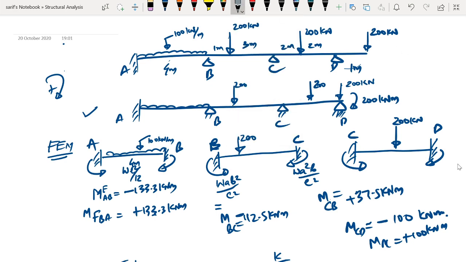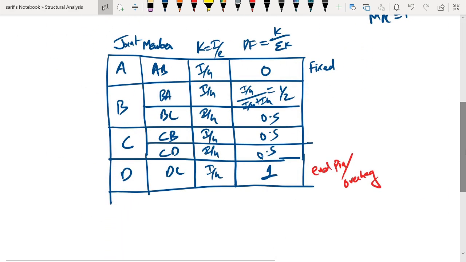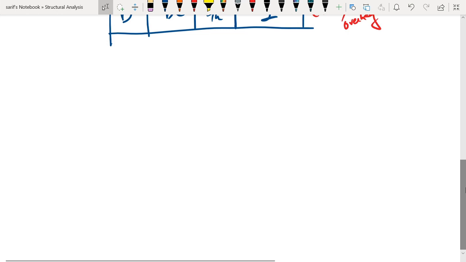But this is possible only where the cases are very simple, as we are considering here, because if the span as well as the moment of inertia is different, then obviously we will have to make the calculation, and this is how we make the calculation. Now having done this, the next step is we have to move into the moment distribution scheme.